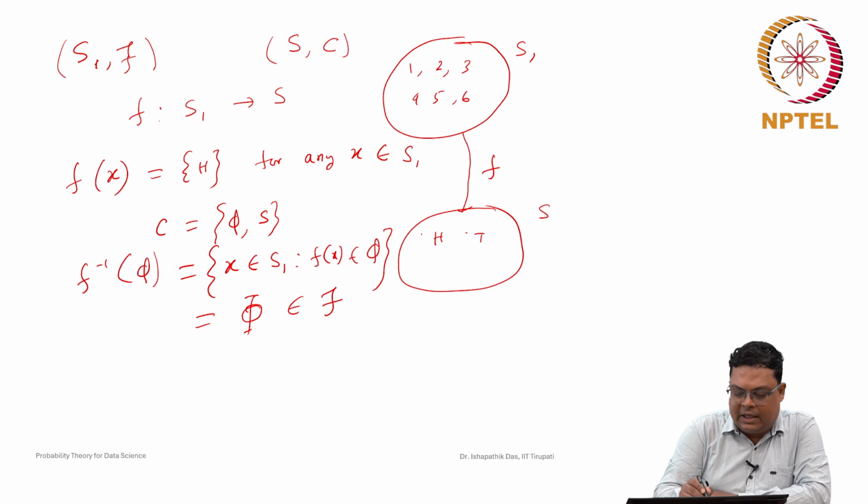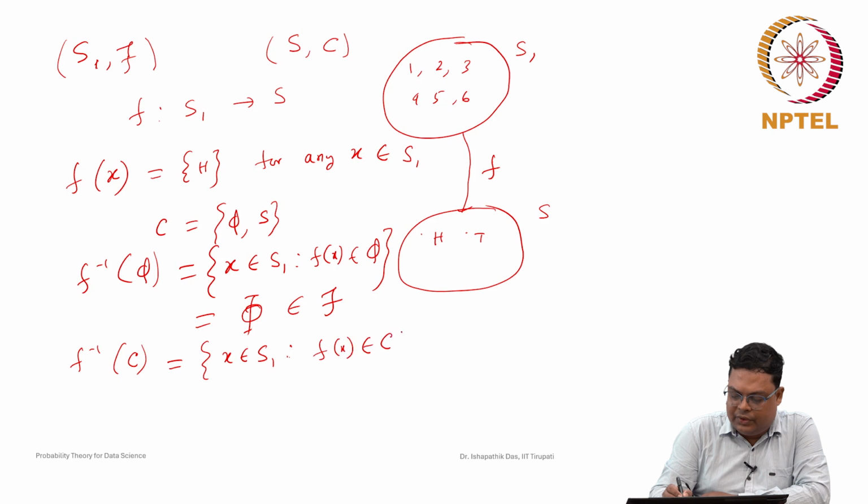Now, if you consider another set in C, so f inverse of suppose C, this is all x belonging to S1 such that f of x belongs to C. So, what is C? Wait a minute. C is a sigma field, and we want to take this set S. So, we want to take another element of C. Notationally it is wrong, it is S actually, an element belonging to S.